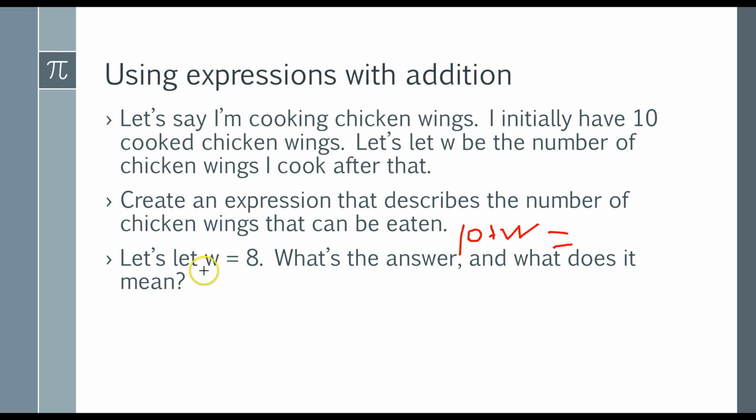So now the next part says, let W equal 8. So now we substitute 8 into W, and we get the answer 18. So what does that mean? As I said, this expression describes the number of chicken wings that can be eaten. So the answer will be equal to the number of chicken wings that can be eaten. Therefore there are 18 chicken wings total that can be eaten. And that's your answer.